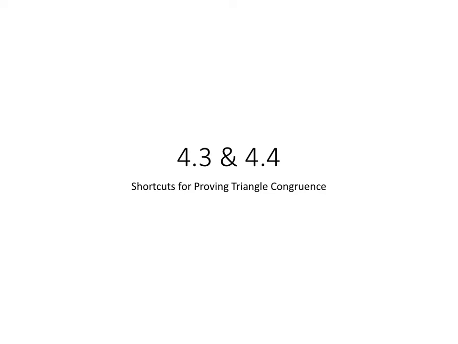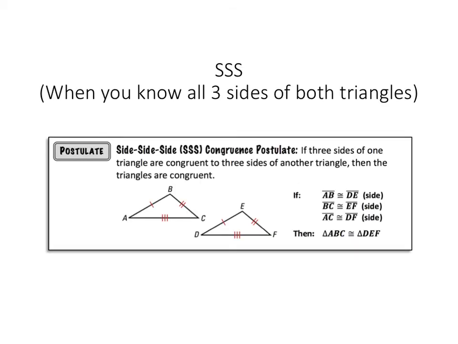In sections 4.3 and 4.4, we're looking at some shortcuts for proving triangle congruence. So in the side-side-side congruence postulate, which we will just call SSS, where S stands for side, we use this when we know all three sides of both triangles. So in this postulate, if three sides of one triangle are congruent to the three sides of another triangle, then the triangles are congruent.